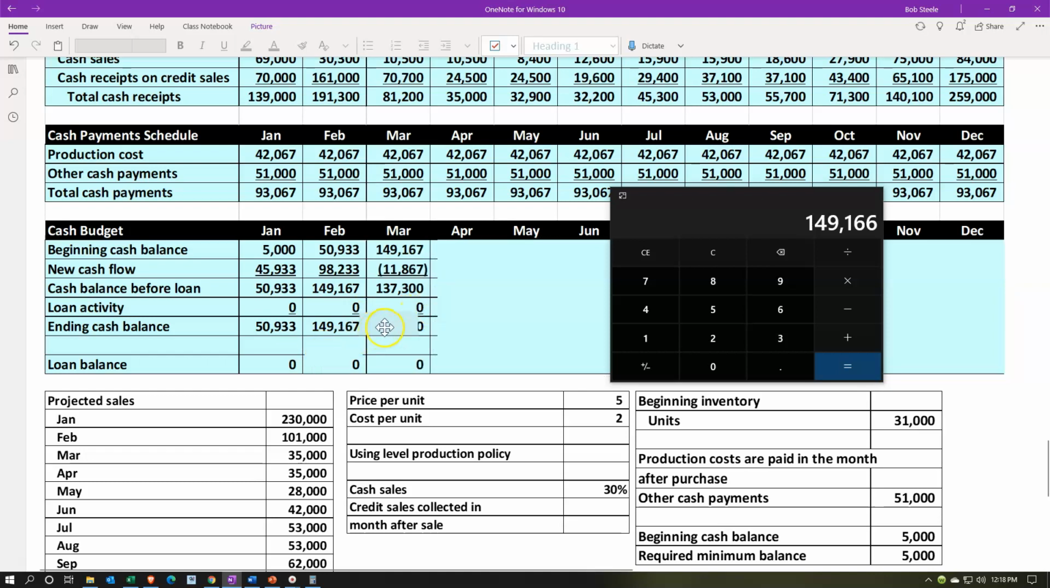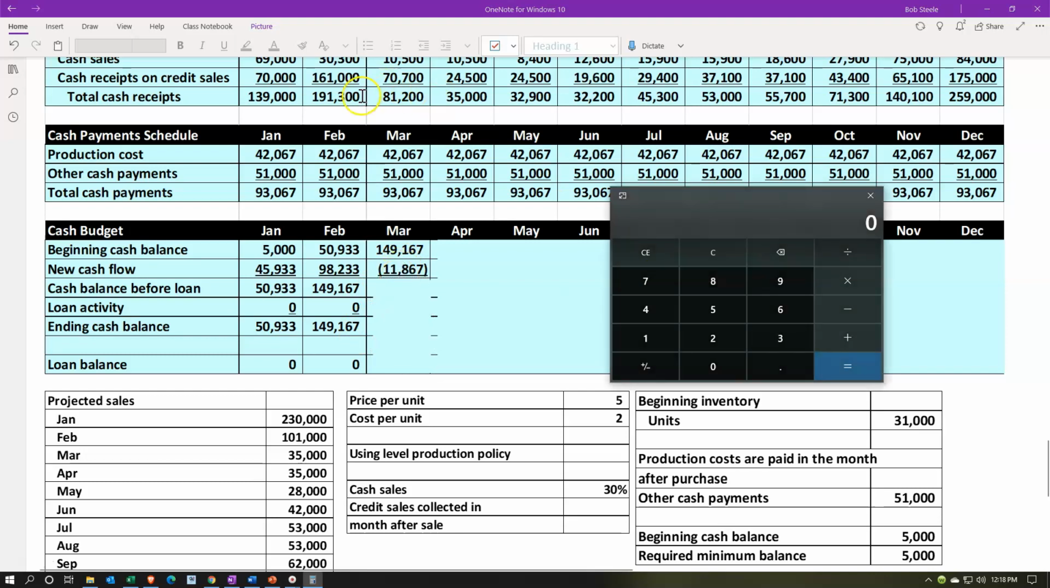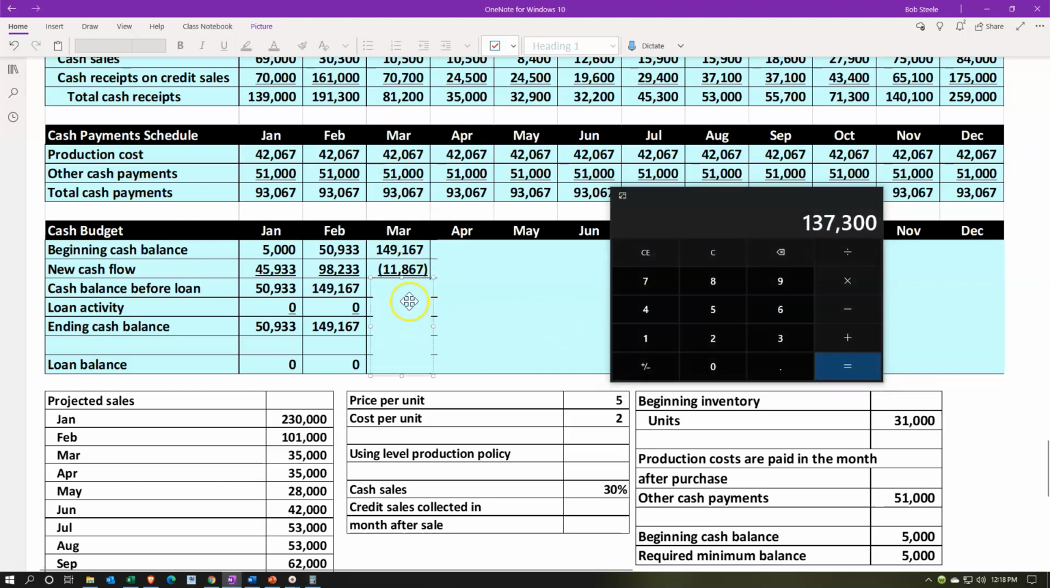Then if we go on over to the next one, we're going to say this March, our beginning balance is going to be the same as the ending balance. We're going to say now that we have a net cash outflow, 81,200 minus the 93,067. So now it's a decrease. If I add that to the beginning balance, the 149,167, we're still okay on cash.